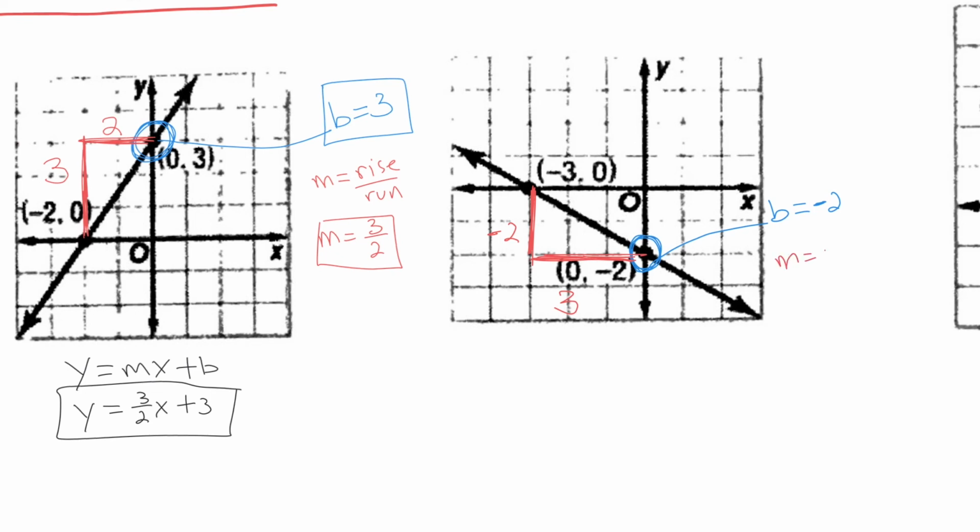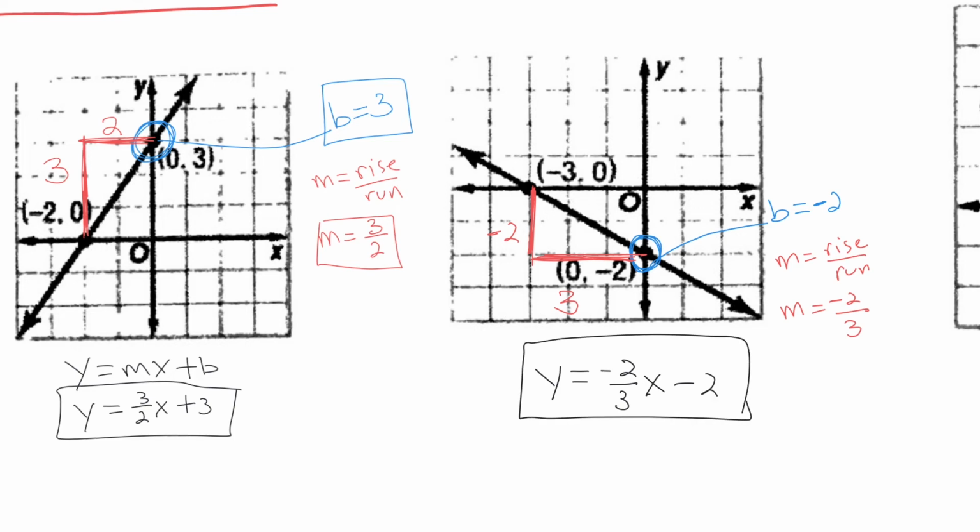M is going to equal rise over run. So my slope is negative 2, that's the rise, and the run is 3. So when you guys put everything together, y equals the slope, negative 3, sorry, not negative 3, negative 2 over 3, x. And the y-intercept is negative, so we're going to use a minus 2. And this is the equation of the graph in slope-intercept form.